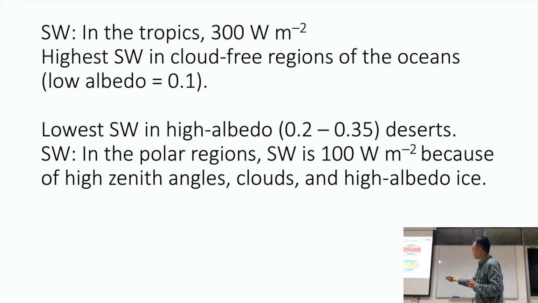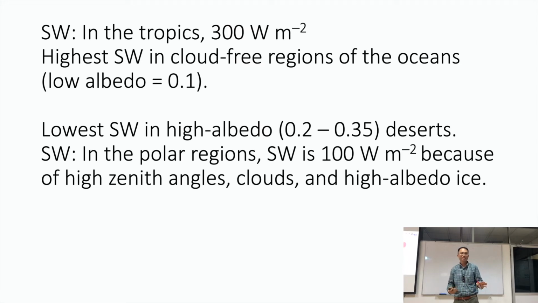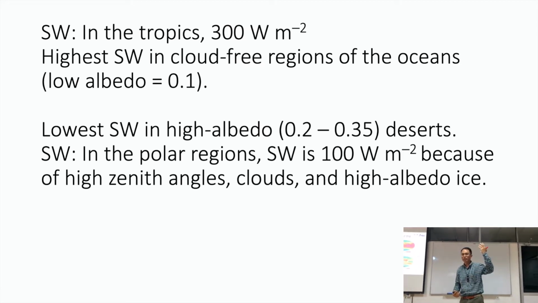In the polar regions, shortwave radiation is about 100 watts per meter square on average because of high zenith angle. Zenith angle is just the incident angle. Also because of clouds, and because of high albedo ice. Ice is white. When ice is white, it is able to reflect back the shortwave radiation.